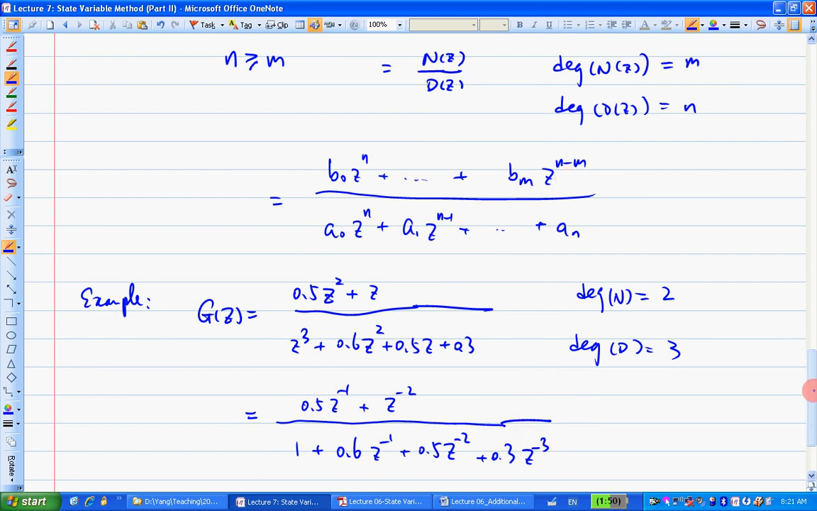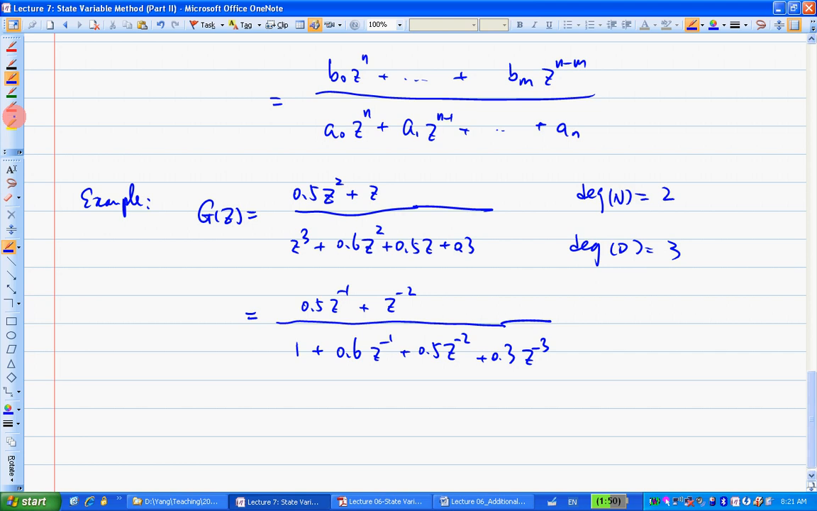In my particular case, what is a naught? A naught will be this number here. This will be a1, a2, a3. Now we're looking at the numerator. What will be b naught? B naught is actually 0 here.